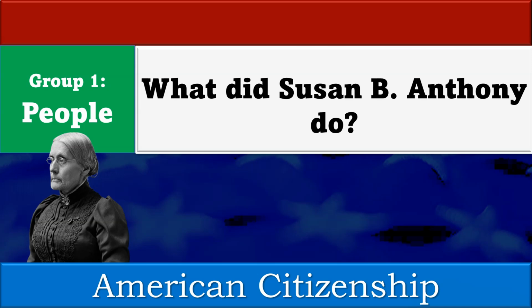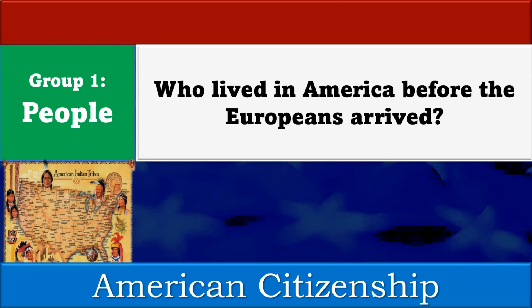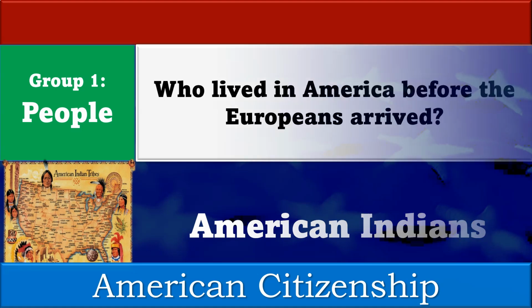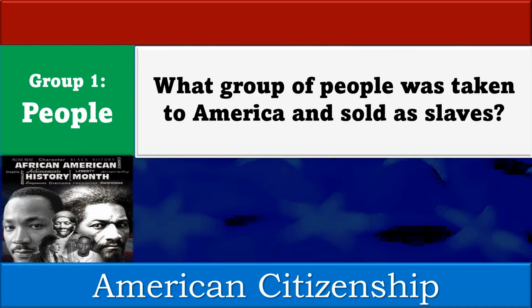What did Susan B. Anthony do? Fought for civil rights. You can also say that she fought for women's rights. Who lived in America before the Europeans arrived? American Indians. Name one American Indian tribe in the United States. Cherokee. What group of people was taken to America and sold as slaves? Africans.